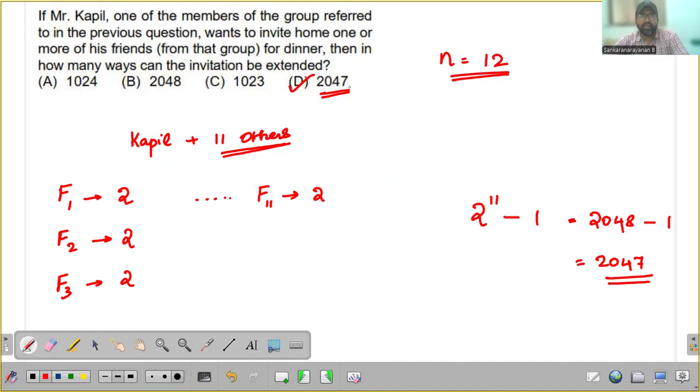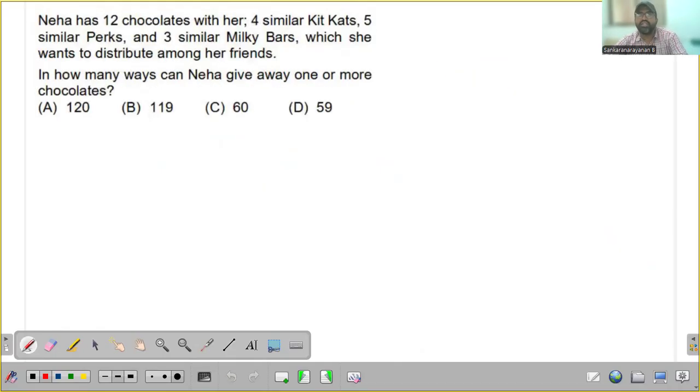This is a very interesting question. Please make a note of this. Let's consider the next question. Neha has 12 chocolates with her: 4 similar Kit Kats, 5 similar Perks, and 3 similar Milky Bars. She wants to distribute these chocolates among her friends. In how many ways can Neha give away one or more of the chocolates?